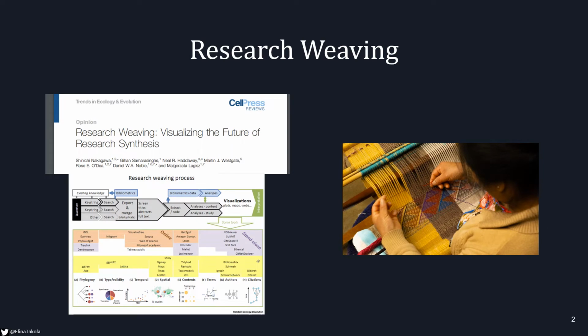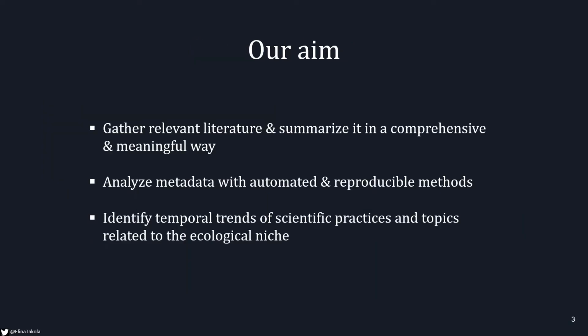For this reason, we decided to use the research weaving framework because it allows for both evidence and influence synthesis in order to explore and map the diverse literature of ecological niche. Thankfully, the authors of research weaving provided a list of recommended tools for each part of the analysis, which came in handy when planning our project. So in short, our aim was to quantitatively analyze in a reproducible way the ecological niche literature and identify temporal trends.